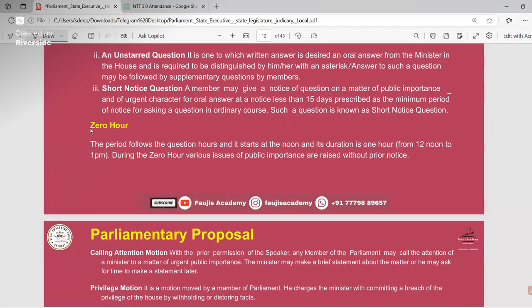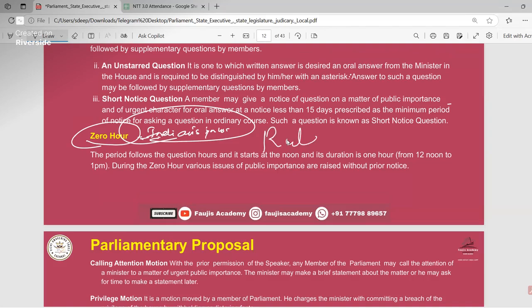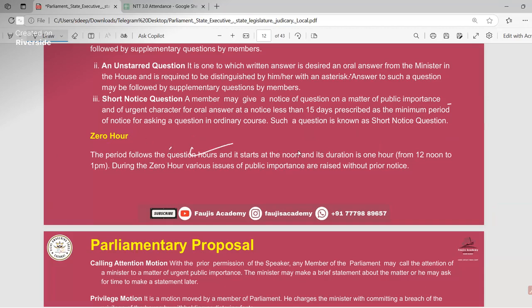Right. So next is the zero hour. Zero hour is also not mentioned in the constitution. It is an Indian innovation. It doesn't exist anywhere else in the world. It is only in the Indian Parliament. It is also mentioned in the rules of procedure and not in the constitution. So the period follows the question hour. It starts at around noon and the duration is around 1 hour, between the normal proceedings and the question hour.